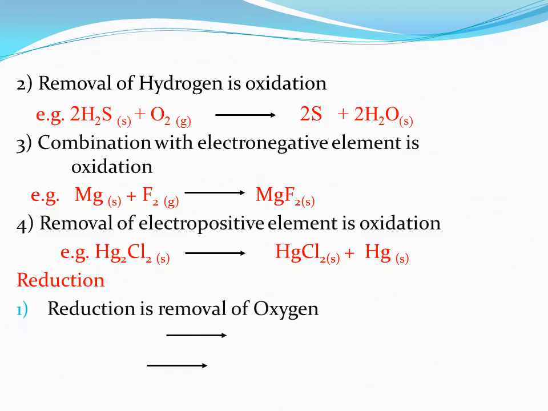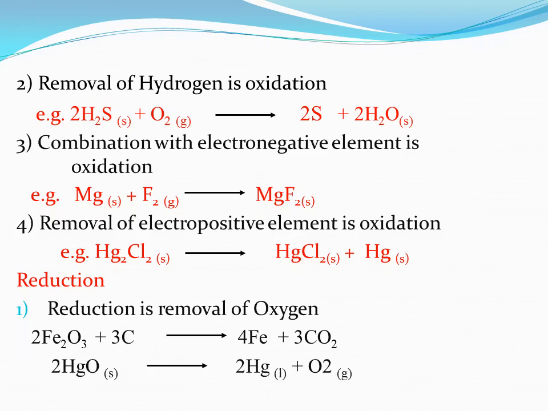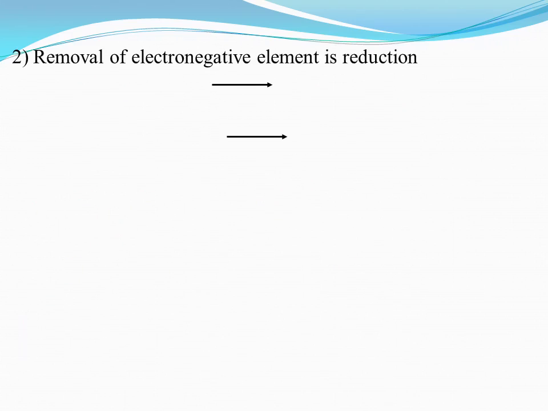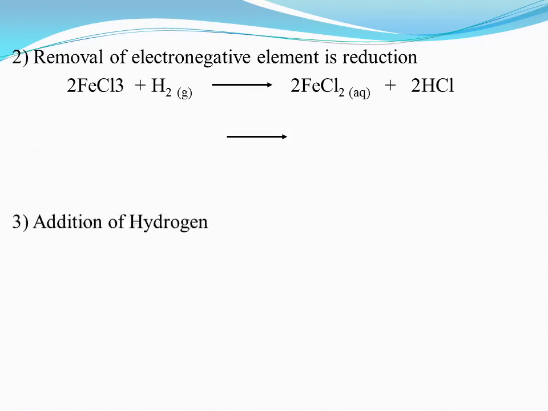Number one, reduction is removal of oxygen. Example, 2Fe2O3 plus 3C produces 4Fe plus 3CO2. Second example, 2HgO gives 2Hg plus O2. Second definition, removal of an electronegative element is also reduction. Example, 2FeCl3 plus H2 produces 2FeCl2 plus 2HCl.